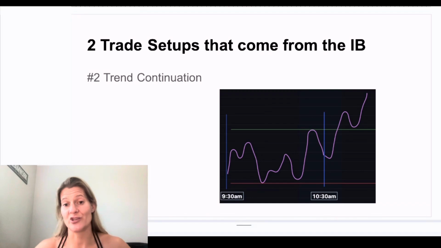Number two is a trend continuation. Again, you have the first hour of trading, and then price action continues. In this example, it continues up above the initial balance high, comes back down, retests, and goes higher. You can have the same example as a short as well: if it breaks below the initial balance low, retests, and continues lower for a short.